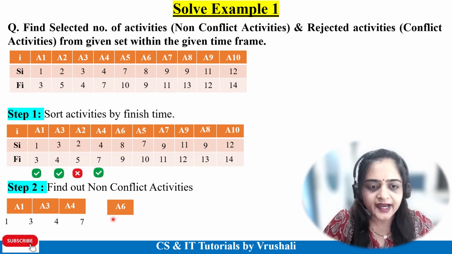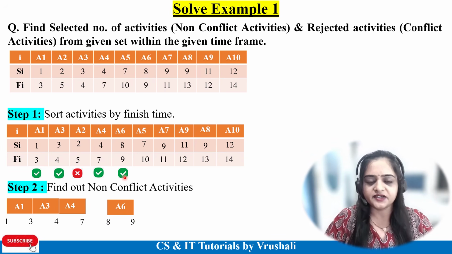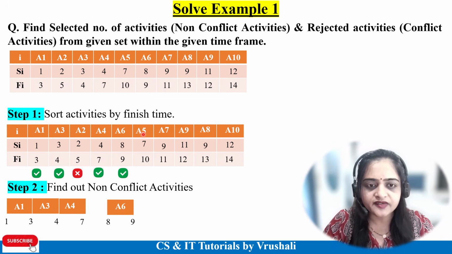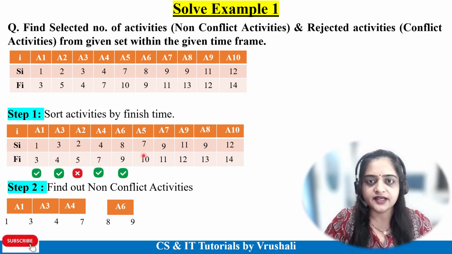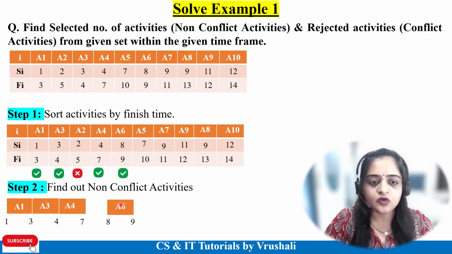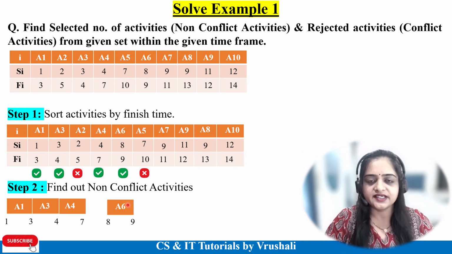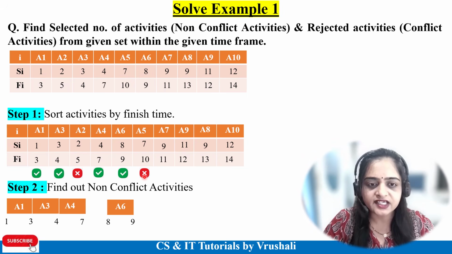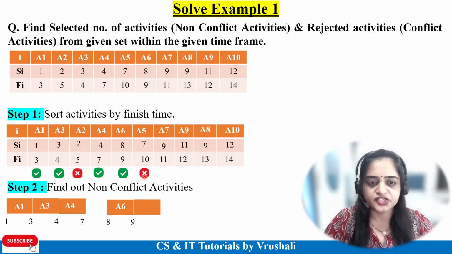Assume that this is a break between the particular activities or meetings. Now at 8 o'clock A6 activity is there. So their start time is 8, end time is 9 and just complete this activity. After that the next activity is A5 but their start time is 7 o'clock, right? And finish time is 10 o'clock. So this activity overlaps with the A6 activity, right? Because between 8 to 9 A6 activity is there. So just reject this activity because they overlap with each other.